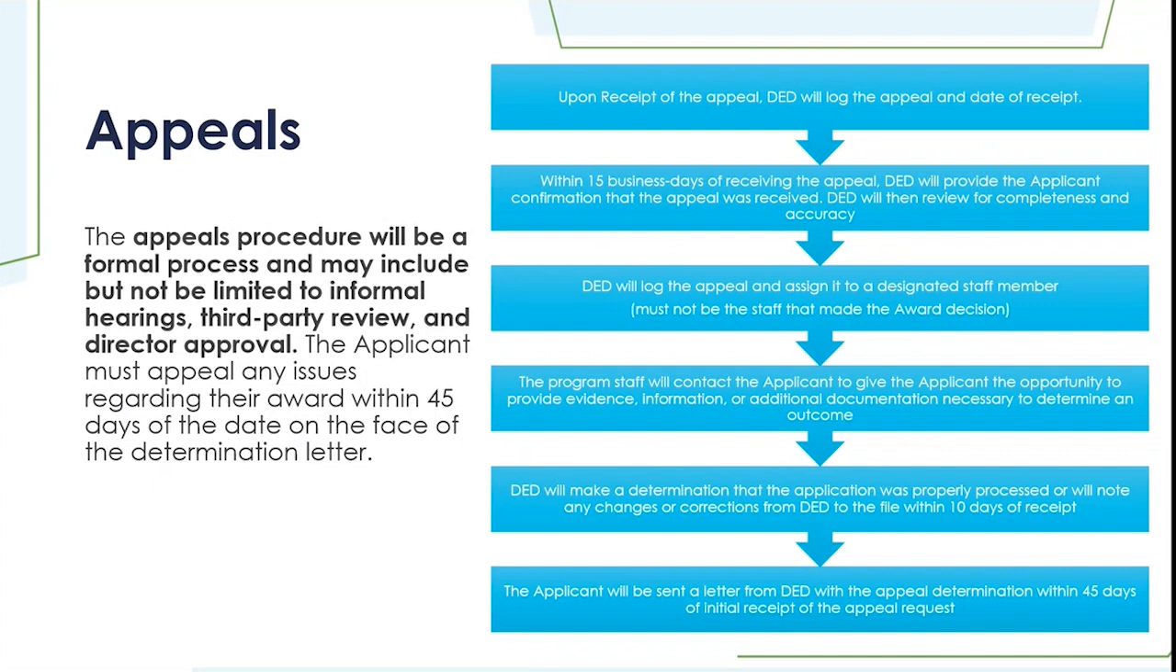Okay, so I won't read through the entire process, but again, there is a formal process for submitting an appeal in which DED is required within 15 days of receiving the appeal to confirm the receipt. At which point they would review it for completeness and accuracy, and go back to the applicant if there was any documentation missing. Okay, it would get assigned to a staff member. And then that staff member would contact the applicant, again, if there's any additional evidence or information that's needed in order to make a determination on the appeal. Okay, and then again, within 10 days of receipt, DED will make a determination that the application was properly processed, or they will note any changes or corrections that have occurred. Okay, and then lastly, within 45 days of initial receipt of the appeal, the applicant will be sent a formal letter from DED with the final appeal determination.